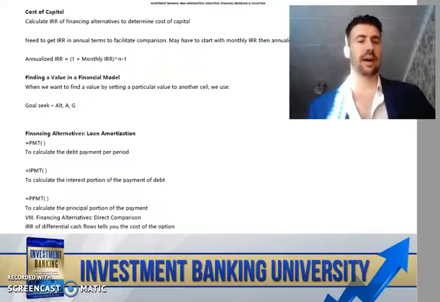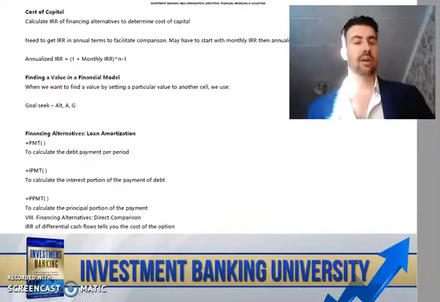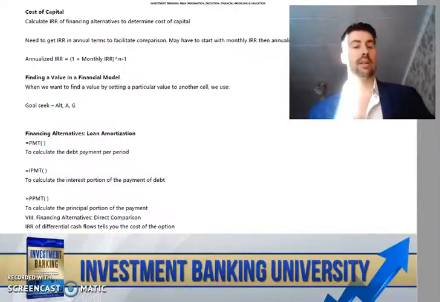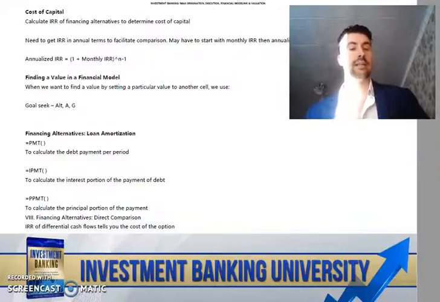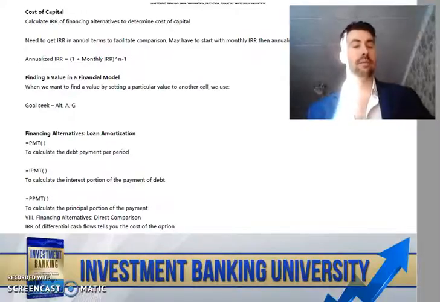In terms of cost of capital, we calculate the IRR of financing alternatives to determine the cost of capital. We need to get IRR in annual terms to facilitate comparison, and we may have to start with monthly IRR to then annualize. We do that by taking annualized IRR equals 1 plus the monthly IRR in brackets, and we raise that to the n minus 1 power.